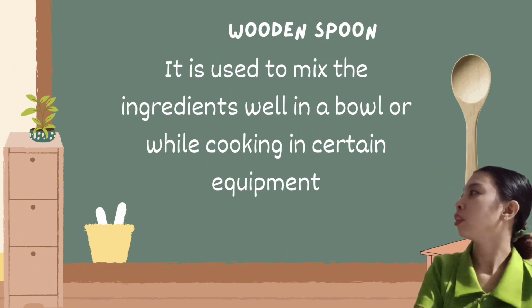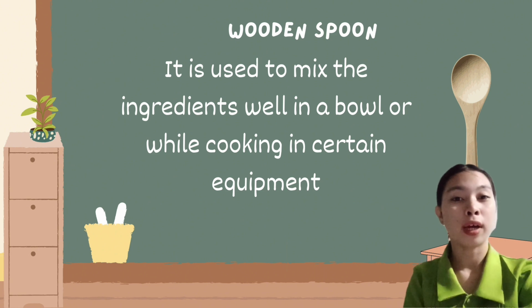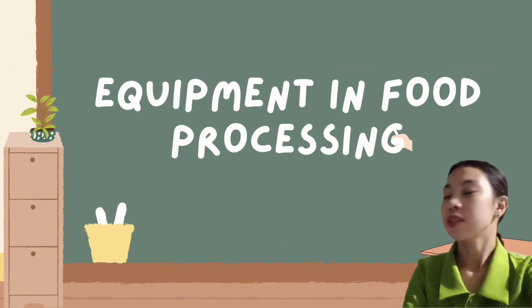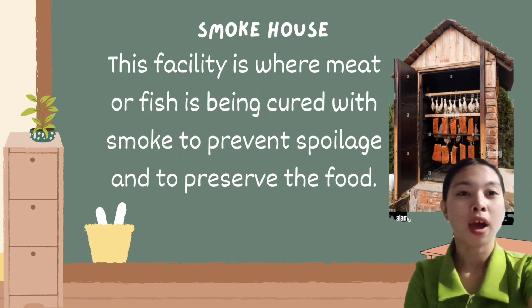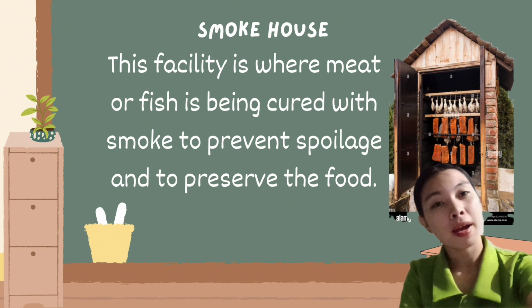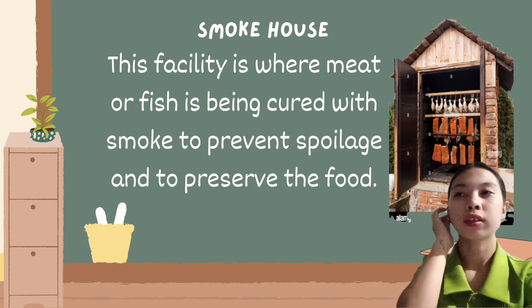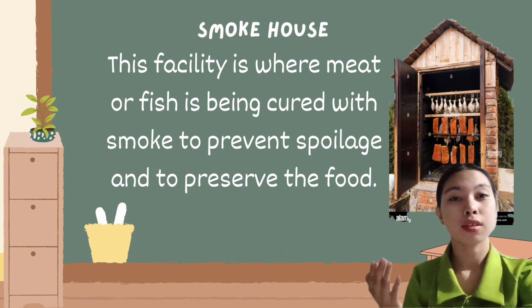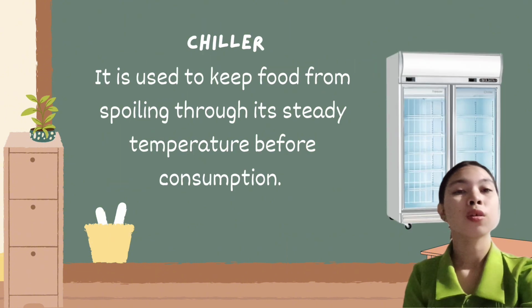So, wooden spoon naman is used to mix ng mga ingredients na nasa bowl o kapag magluluto ka na. So, kasunod naman ay ang equipment in food processing. We have here the smokehouse. Ito naman is, for example, yung sa mga tapahan. Alam niyo yung sa mga tapahan, gumagamit sila nito so that mabilis yung food processing nila. And ito talaga yung ginagamit sa mga smoked fish, sa mga tinapa, sa mga bangos na ini-smoke. So, kasunod is chiller.